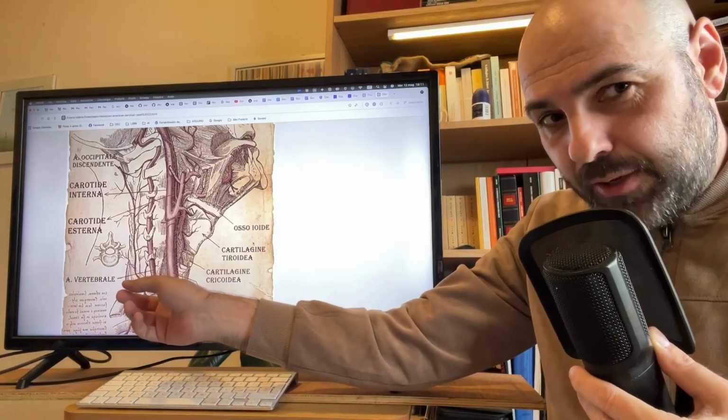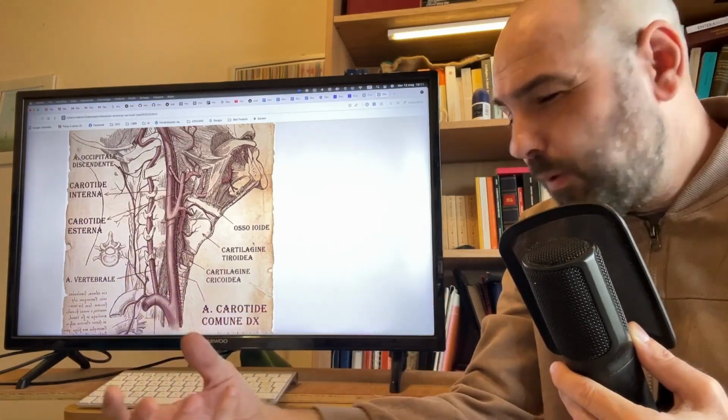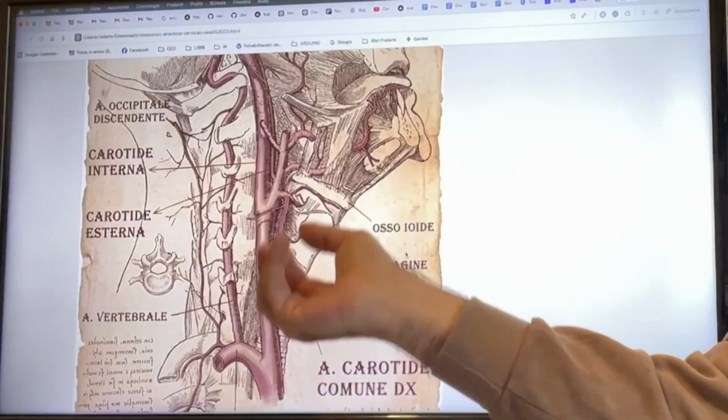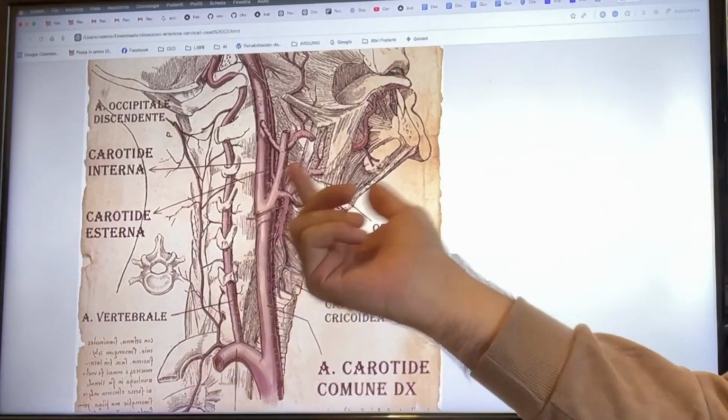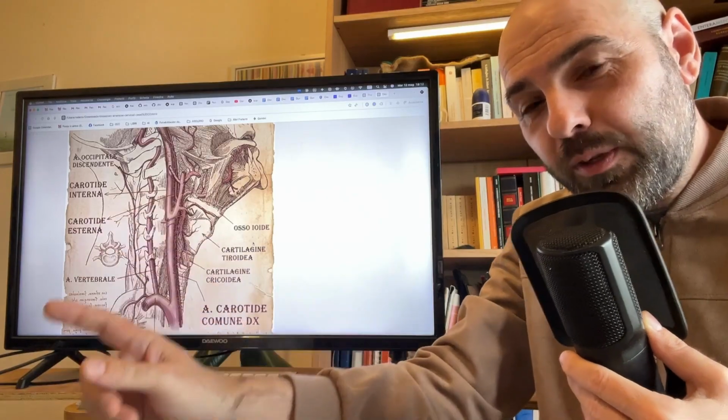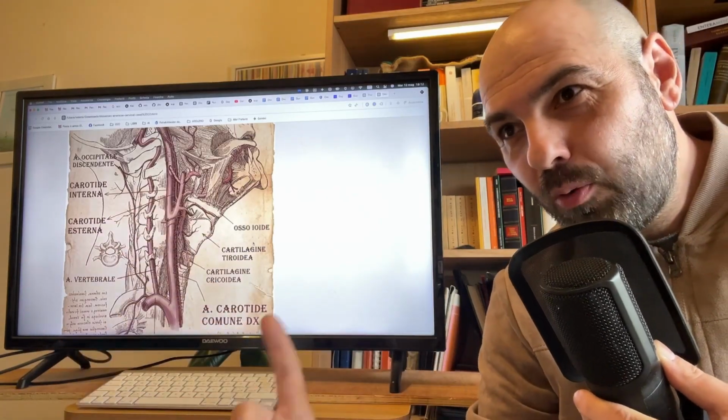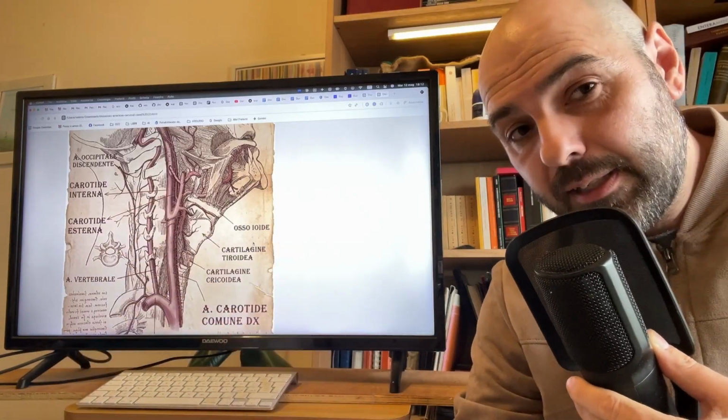I'll give you a fact that will be useful later. The sympathetic system, the autonomic nervous system, travels toward the skull by using this carotid highway, wrapping around it a bit like ivy. Remember this fact because it will help us understand one of the characteristic signs of arterial dissection.